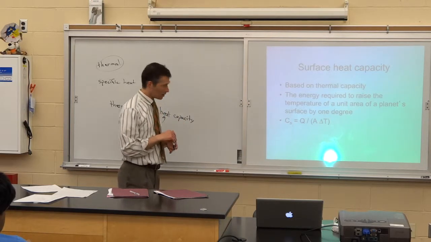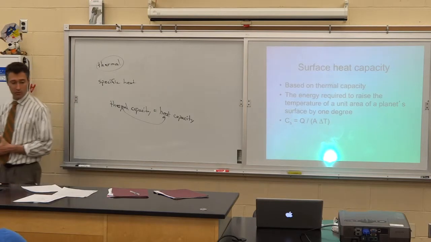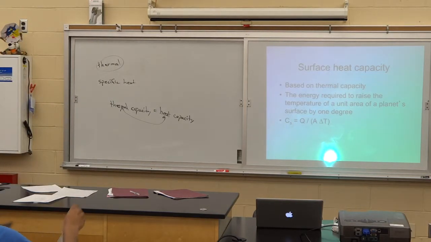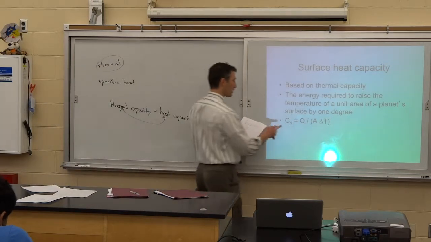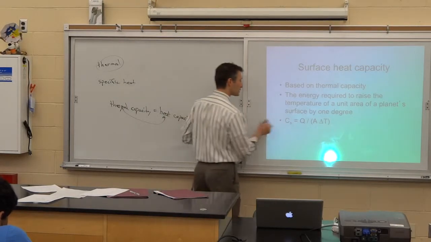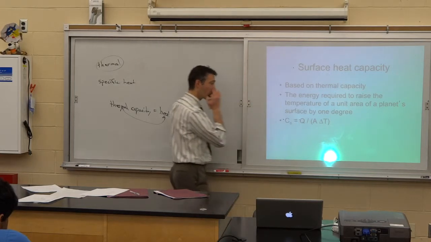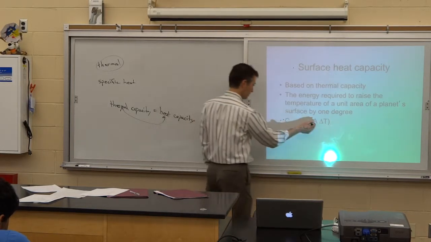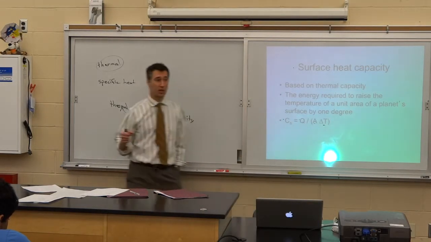This is in your data booklet. Can you please find it so we can make sure that it looks the same and we can agree what all those symbols mean? It looks to me like it's pretty much identical to this. So the capital C subscript S is our surface heat capacity. Q would be the energy, right? A is our surface area term, and then delta T is our change in temperature.